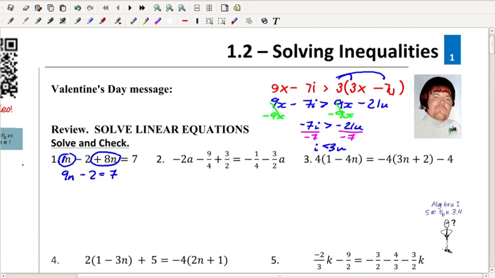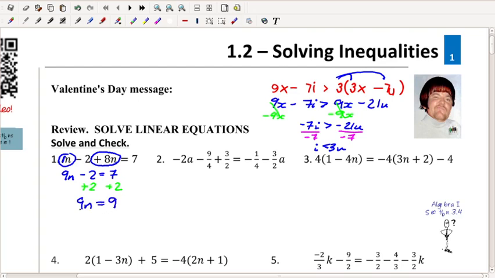Now, once we've collected the like terms that are all on the same side, we kind of like to collect the like terms that are on opposite sides, and the way that we do that is by doing the opposite operation. So I've got this minus 2 here. If I want to move it to the other side, it's going to be a plus 2. So that they cancel. Minus 2 plus 2 cancel. 7 plus 2. That leaves us on the left-hand side 9n, and on the right-hand side 7 plus 2 is also 9.